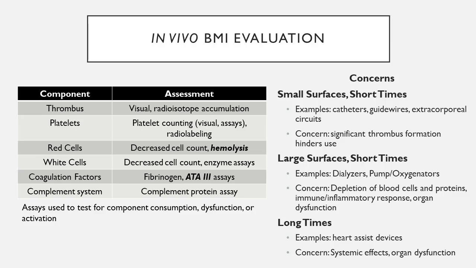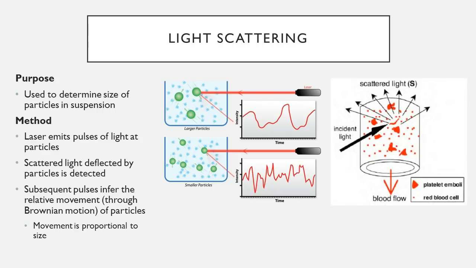Here you look at the depletion of blood cells and proteins, perhaps immune and inflammatory responses, or systemic organ dysfunction. And then there are also devices of any size that would be implanted for long times, like heart assist devices, where you look at full systemic effects and organ dysfunction. I'll now end with describing some of the more sophisticated ways in which we evaluate different components of blood.